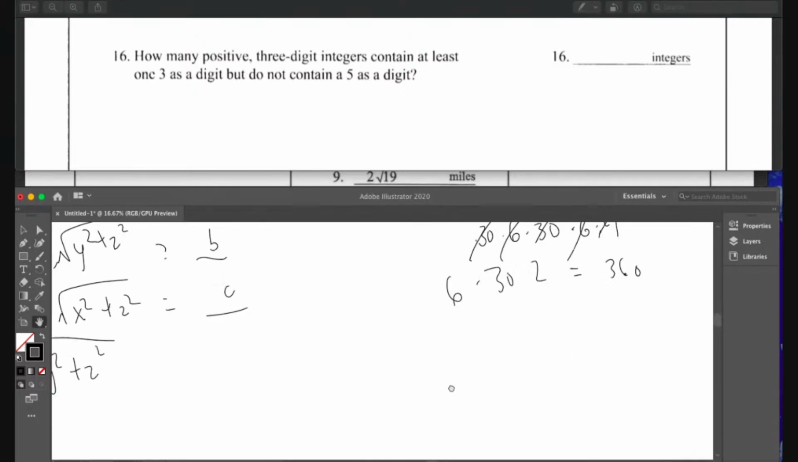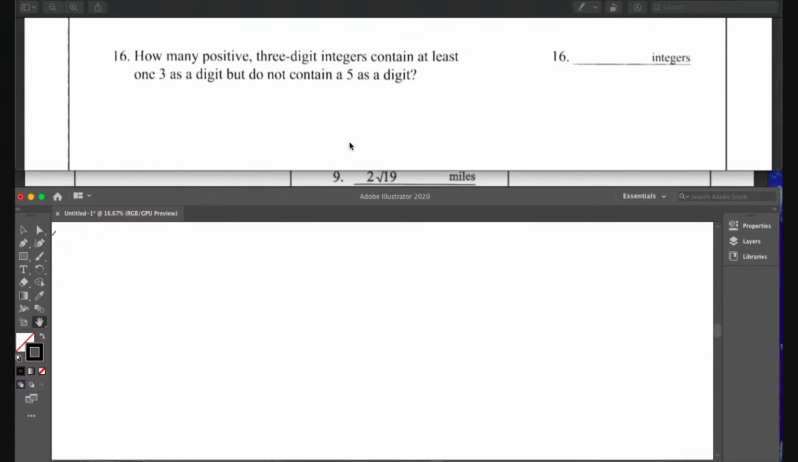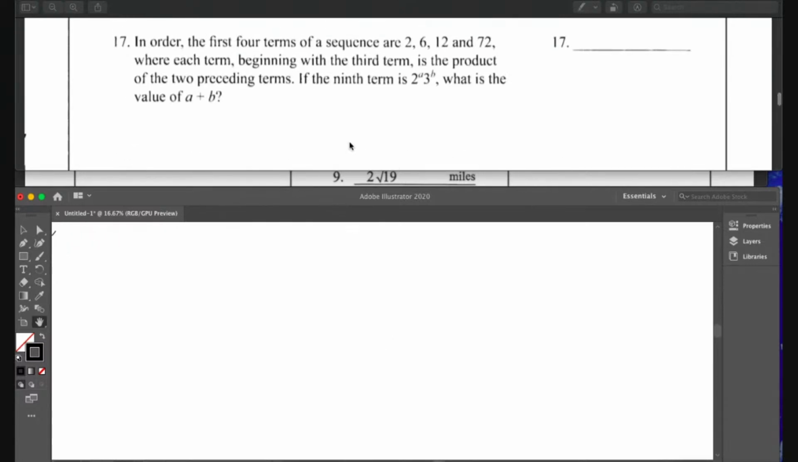Okay. Let's move on. Number 17. In order, the first 4 terms of a sequence are 2, 6, 12, and 72, where each term beginning with the third term is a product of the 2 preceding terms. The ninth term is 2 to the a times 3 to the b. What is the value of a plus b?